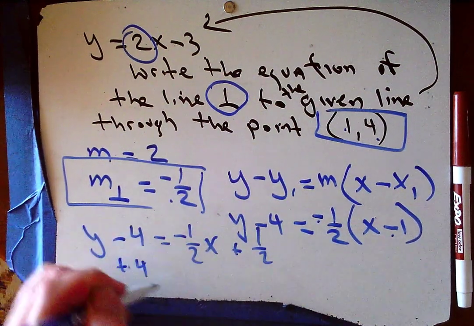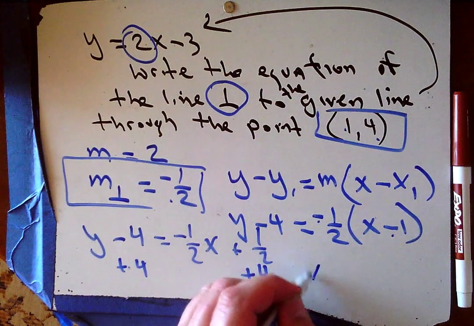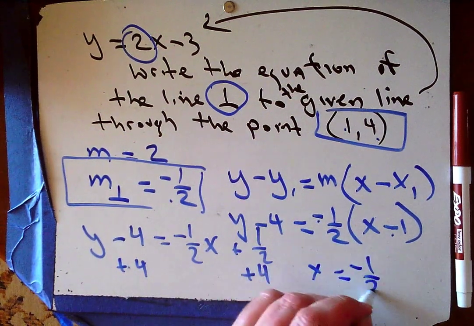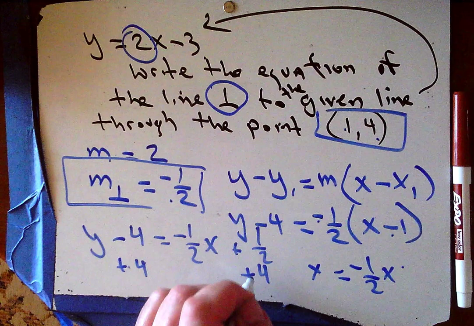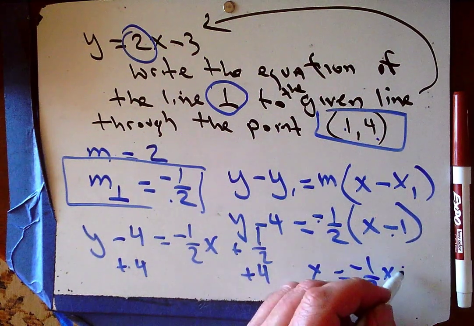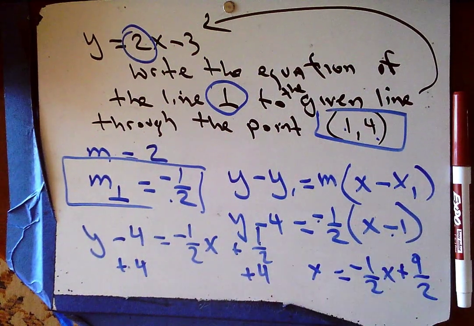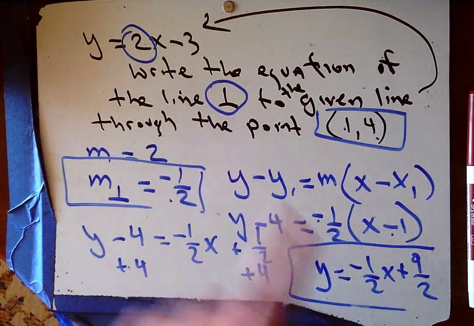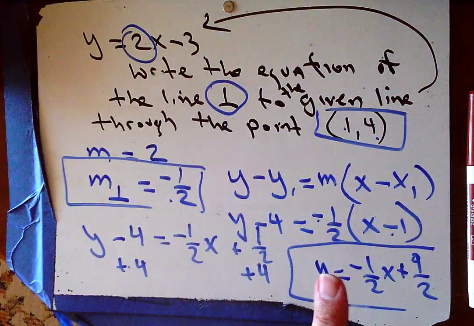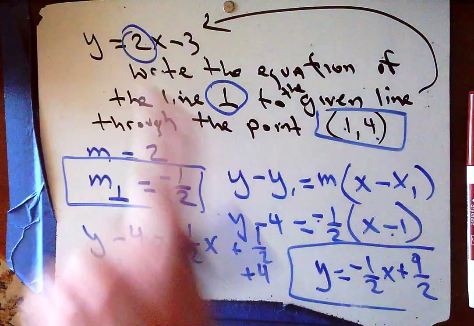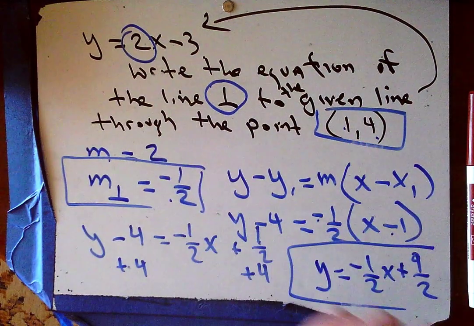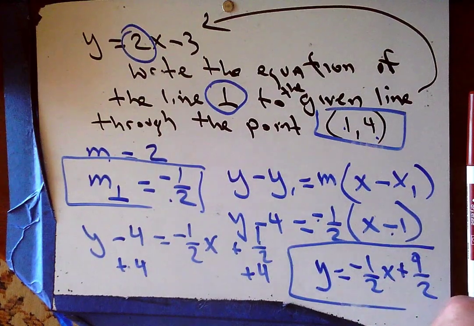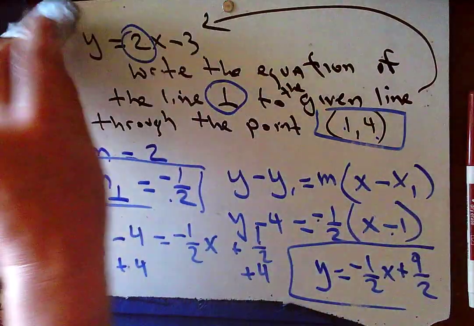And then add 4. And so I get y equals negative 1/2 x, plus 4 plus 1/2, which is 4.5 or 9/2. And so there's the equation of our line. This line is perpendicular to that line, and this line passes through that point. Okay, so 2 more.